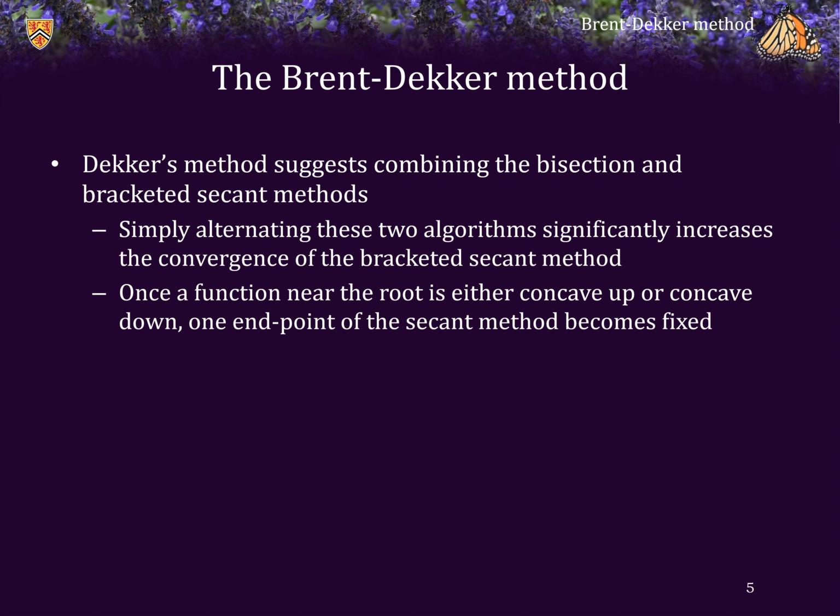The problem is, once a function is near the root and is only either concave up or concave down on the interval in question, one endpoint of the secant method becomes fixed. Inserting applications of the bisection method unfixes this endpoint.